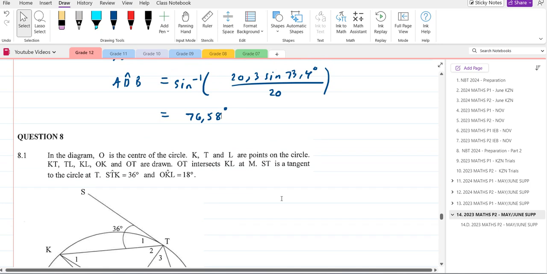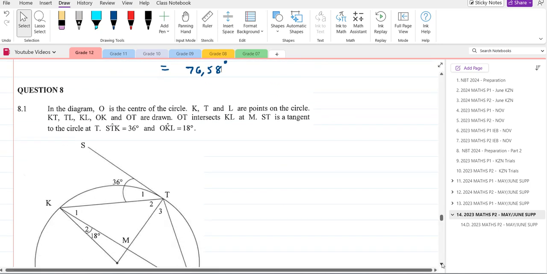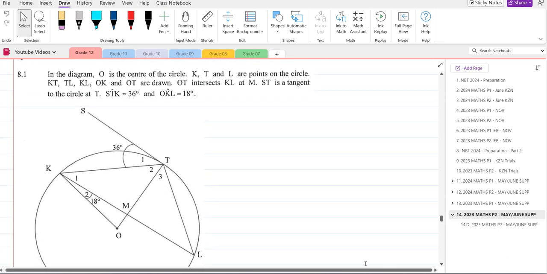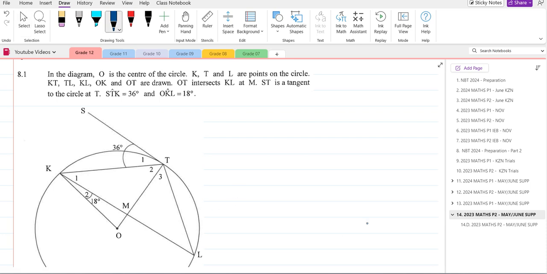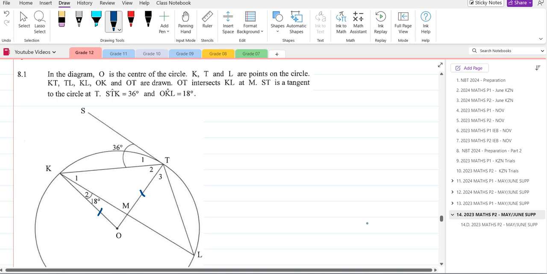Moving on to the next problem, we into Euclidean geometry. In the diagram, O is the center of the circle. Very important information. If O is the center of the circle, then we have radii, okay? Also, we have angular center equals twice angular circumference. So we know this one is twice that, right?